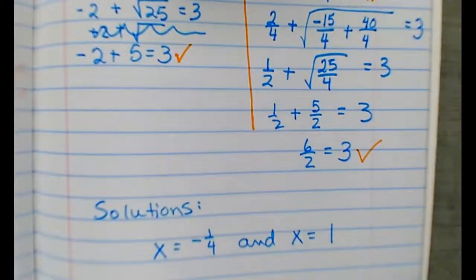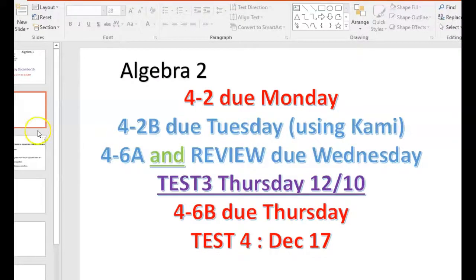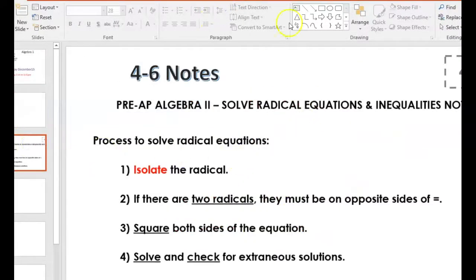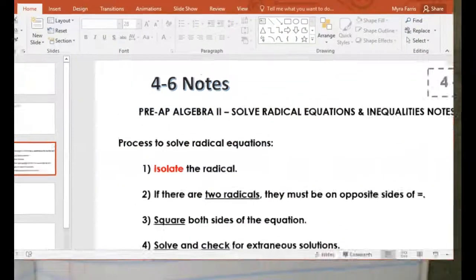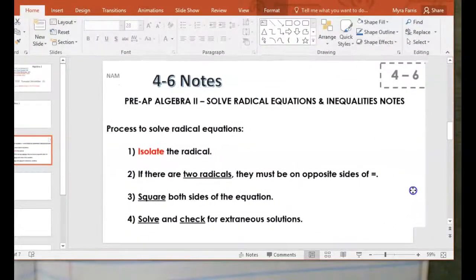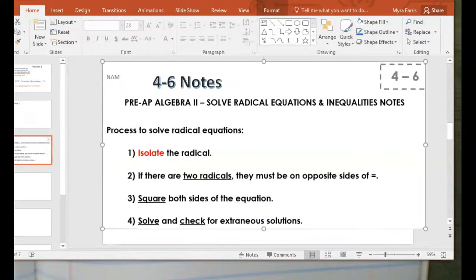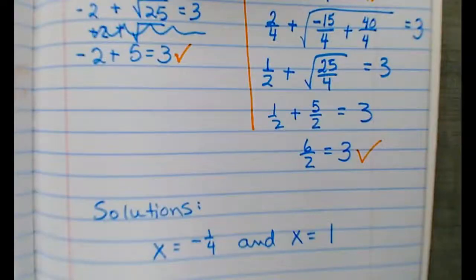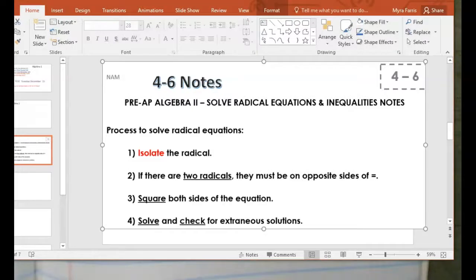So, what I want you to do is write down these steps for solving a radical equation. Where'd my steps go? Write down these steps for solving a radical equation.